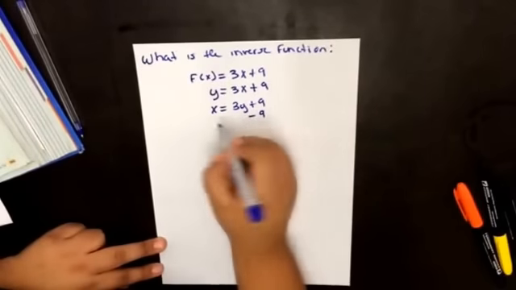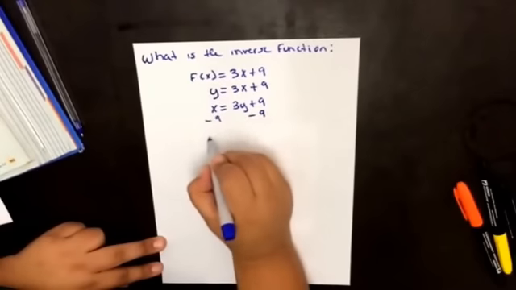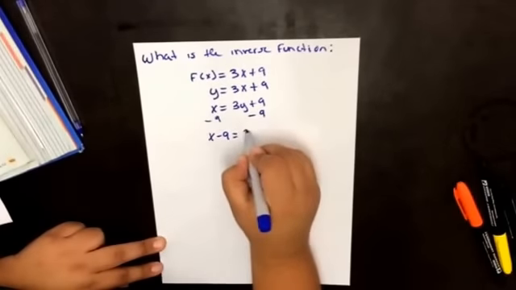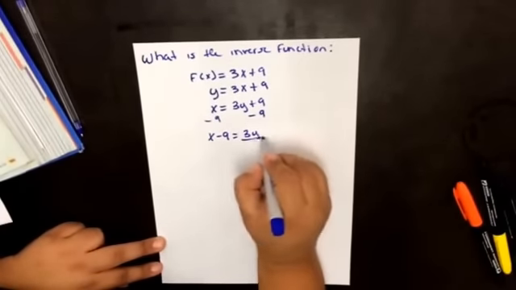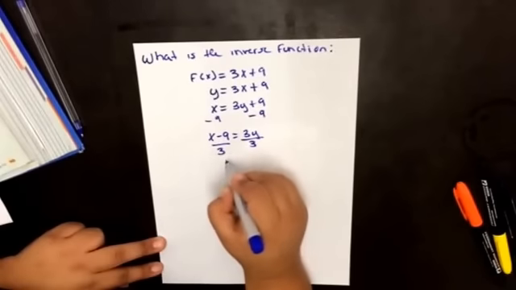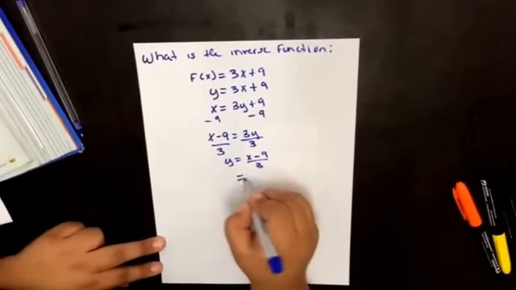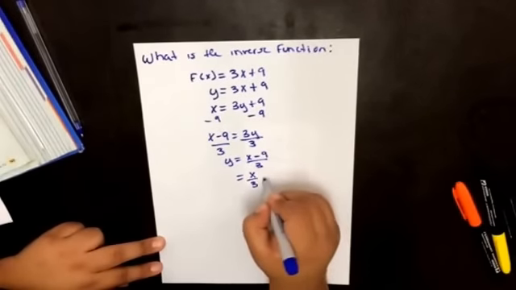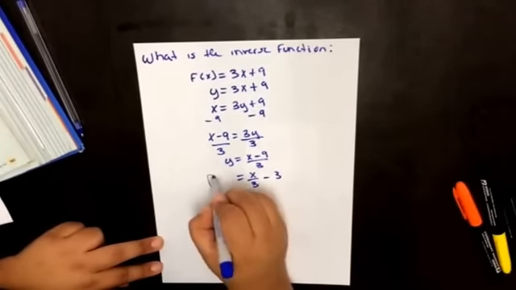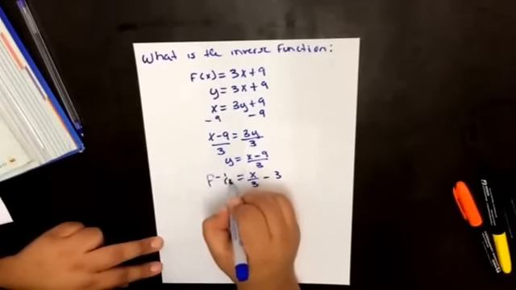So we want to subtract 9 from both sides. So we get x minus 9 equals 3y. And now we want to divide by 3. So then y equals x minus 9 all over 3. If we simplify, we get x over 3 minus 3. And that would be our inverse function.